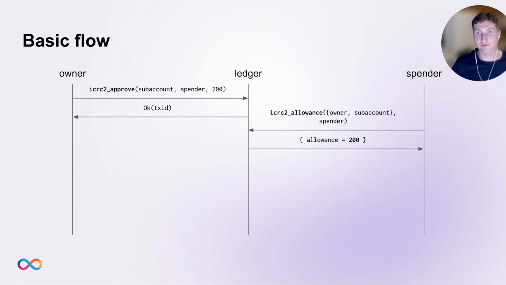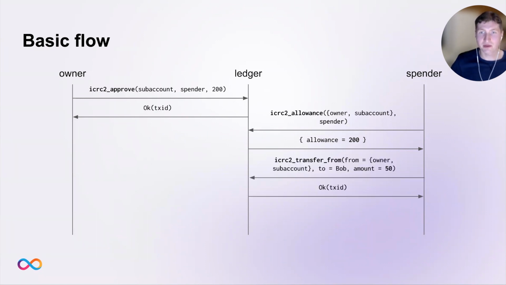After this step is done, the spender can query the allowance, and it has to specify the account identified by both the owner and the sub-account. And it needs to pass the principal who is a delegate, who will be able to spend the funds. The ledger will look up the allowance. In this case, the allowance will be 200 tokens. So this is a query call just to check how much I can spend from this account.